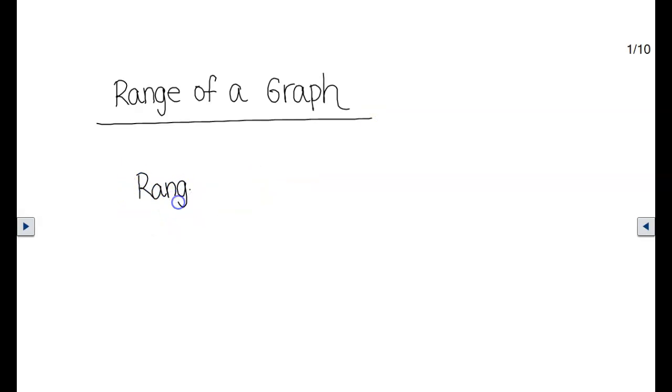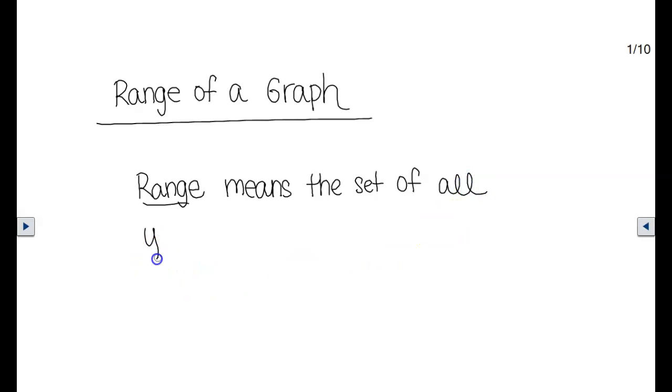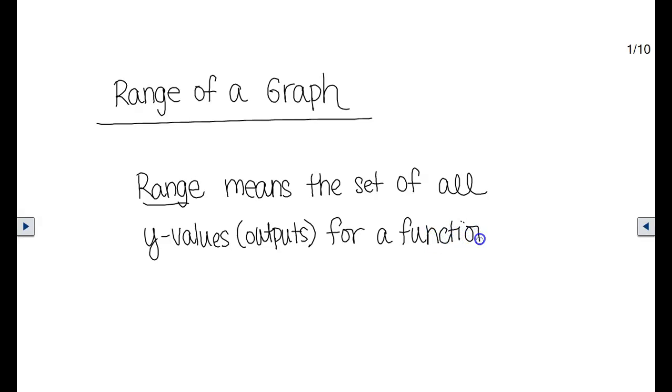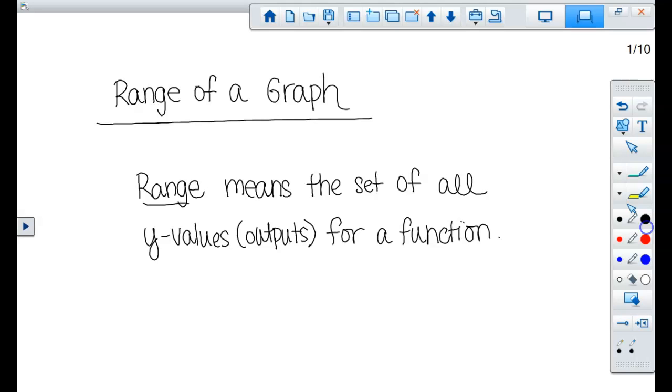And what we need to remember is that range means the set of all y values or outputs for a function. So today we are going to be in a y value mindset. Y values are what we're going to be looking for.